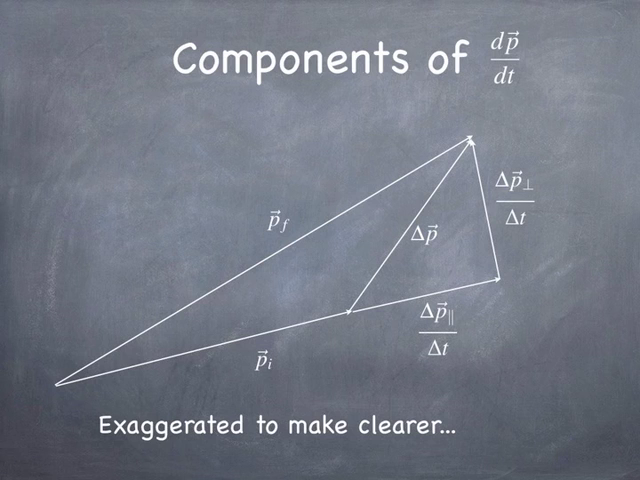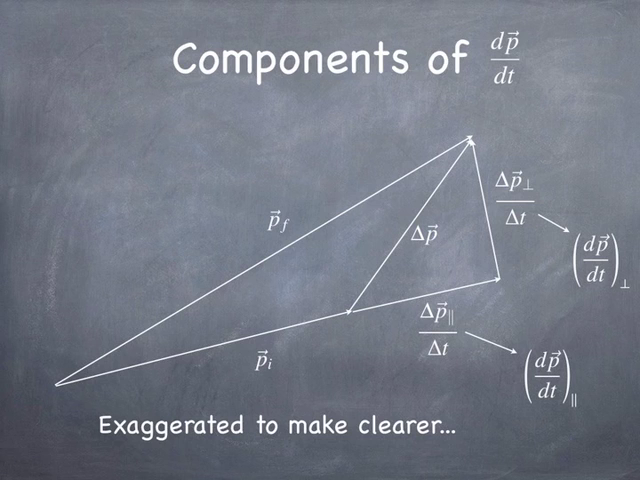Now I'm interested in rates of change, so what I want to do is to divide each of these by the corresponding change in time, and then notice that the perpendicular component of the rate of change of the momentum is nothing other than this ratio, delta p perpendicular divided by delta t, in the limit that delta t becomes very tiny. And also, the parallel component of the rate of change of momentum is nothing other than delta p parallel divided by delta t, in the limit as delta t becomes very small.